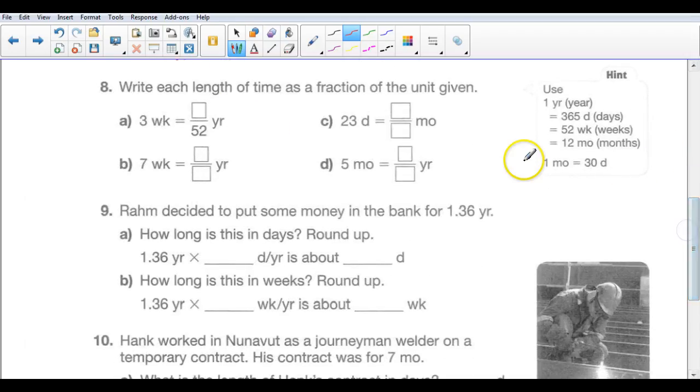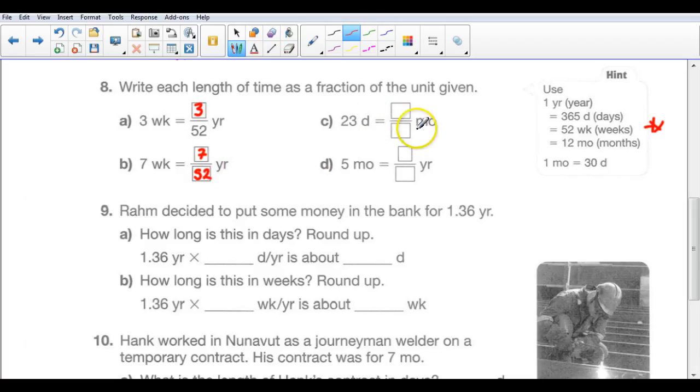Okay, write each length of time as a fraction of the unit given. Over here, the hint: 1 year is 365 days, 52 weeks, 12 months. And 1 month is 30 days. So let's use this information right here to fill in these blanks. So 3 weeks is equal to how much of a year? Well, it's just 3 out of 52. Okay? B, 7 weeks in terms of years is just 7 out of 52, because there's 52 weeks in a year.